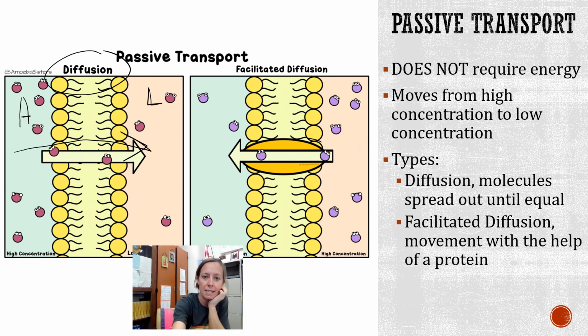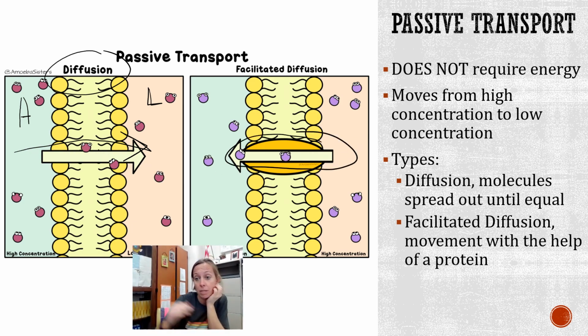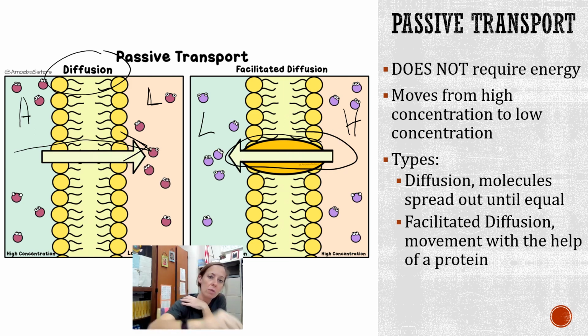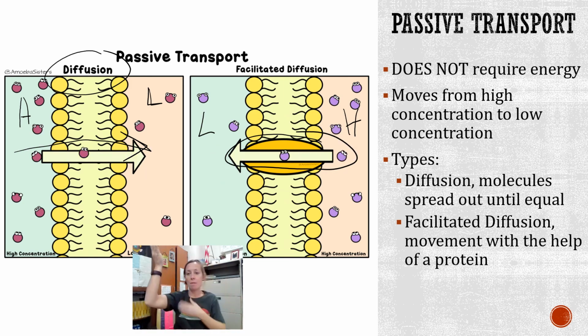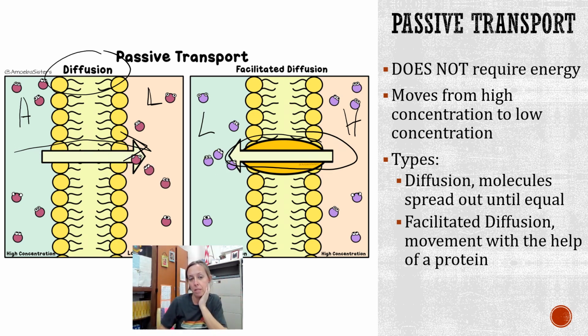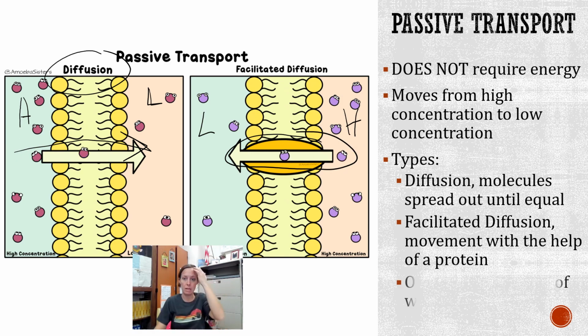The second type is facilitated diffusion. The only difference is this yellow thing right here. This is a protein. Think of it as like a revolving door. It doesn't take energy. You can just push your way through it, right? They're still moving from the area of high concentration to an area of low concentration. So on the right in this picture, we have a lot more purples, and on the left, we have a few, right? And they're just moving from high to low until you're equal. They just have the help of a protein. So facilitated means to help. So it's a protein helping.